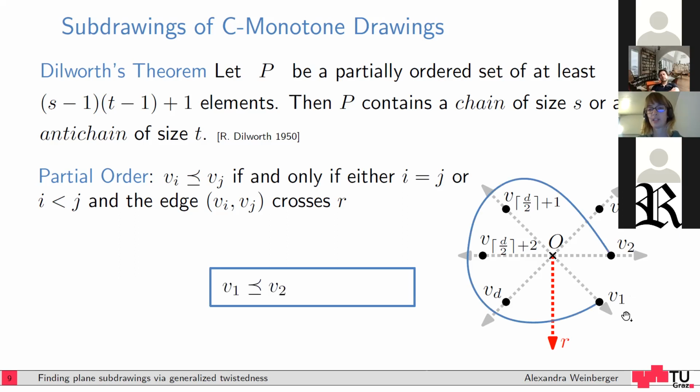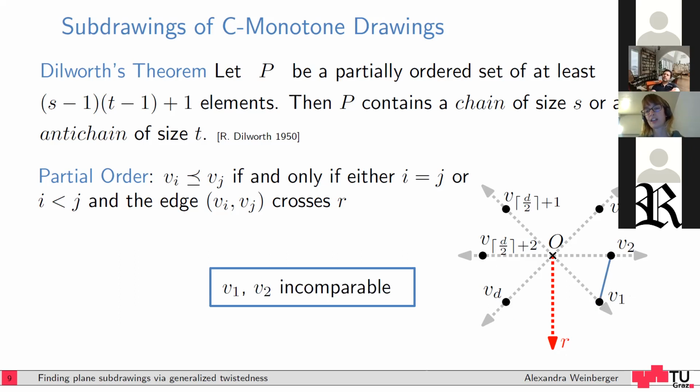For example, if the edge V1V2 goes like this, it's comparable because it crosses R, and V1 is smaller than V2 because 1 is smaller than 2. On the other hand, if it were to run like this, it doesn't cross R, so V1 and V2 are incomparable. And we can show that this is indeed a partial order.